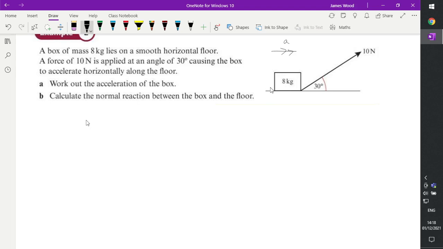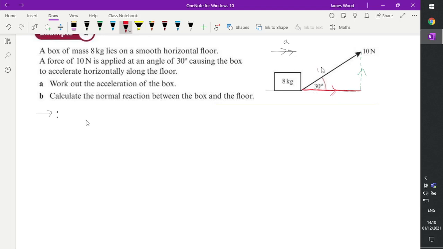Now, we've done questions like this before in year 1, but we've normally just had a horizontal force. We haven't really had to deal with a force at an angle. What we would do normally is resolve the forces to the right, and we're still going to do that. It's just that we only want this component of the force here, just the horizontal bit. There's obviously a vertical bit as well, but we just want the horizontal bit for now.